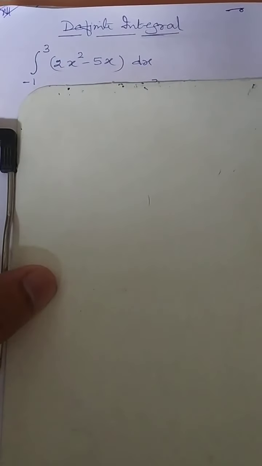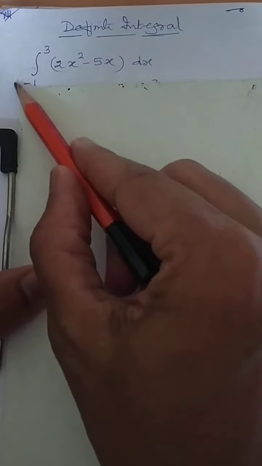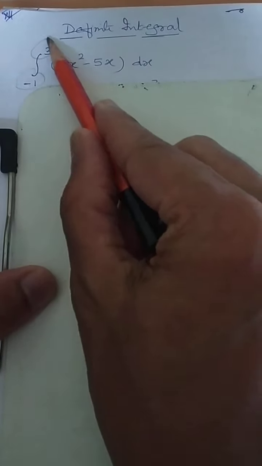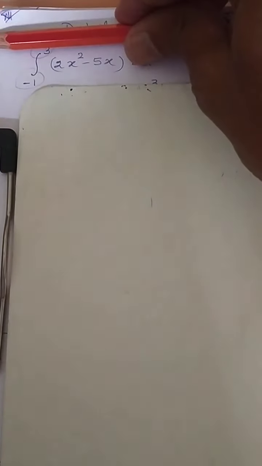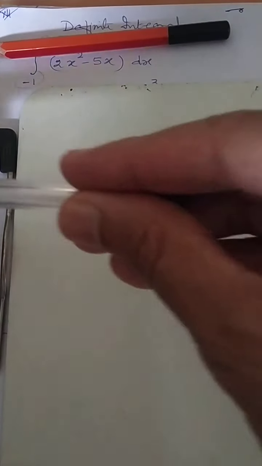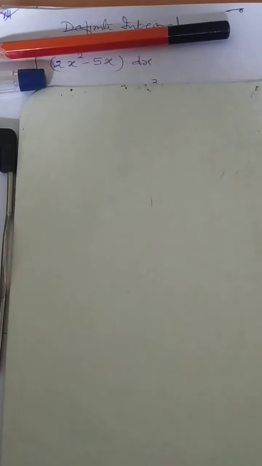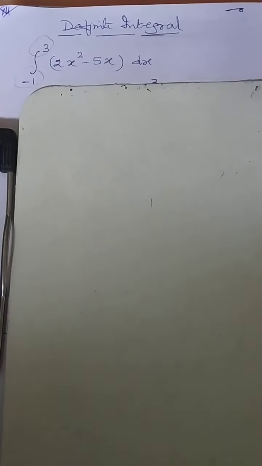Whenever you get any question of a definite integral, you will get a lower limit and an upper limit. This is the pattern of the question. Always think about the question without the limits. What does it mean? The given question is nothing but 2x square minus 5x, and you are going to integrate with respect to dx. You know the method of integration of that.